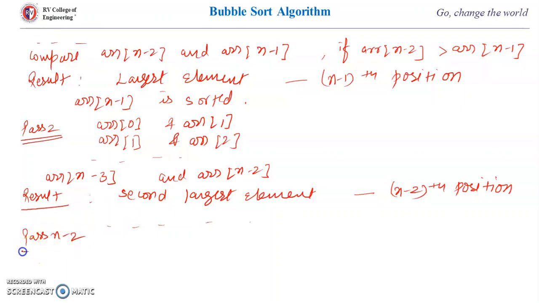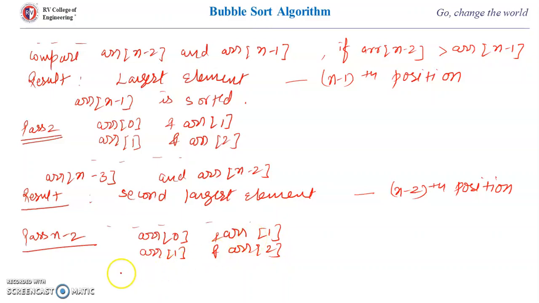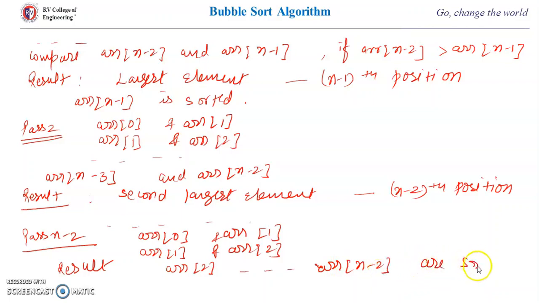And then we say pass n minus 2, same thing. Again array 0 and array 1 will be compared. If this is greater than this, we need to exchange. And then array 1 and array 2 will be compared. If this is greater than this, the elements will be exchanged. So what will be the result of this? The result will be array 2 to array n minus 2 are sorted.